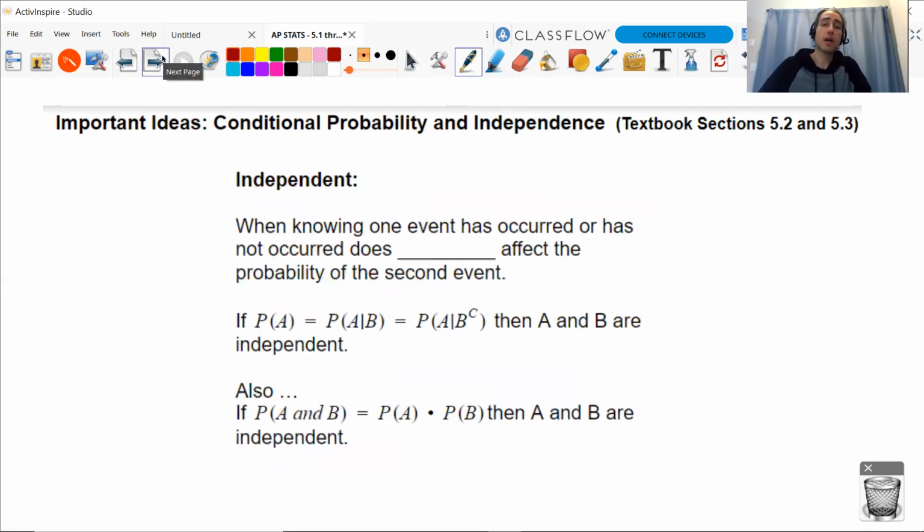Independent probabilities: knowing that one event has occurred or has not occurred does not affect the probability of the second event. So for independent probabilities, the probability of one event is equal to the probability of that event given something else happens, which is also equal to the probability of that event given the complement of that happens. All three of those should be the same in order for them to be independent. Now there is an independence rule. I'm going to go back here and show you what that means a little bit.